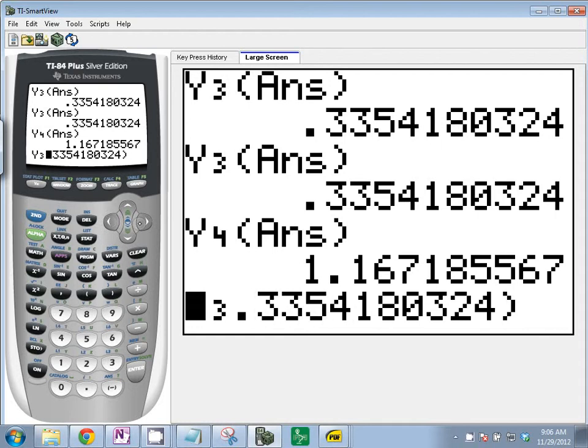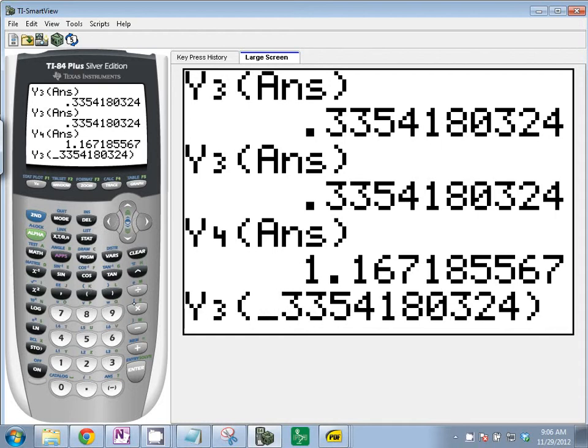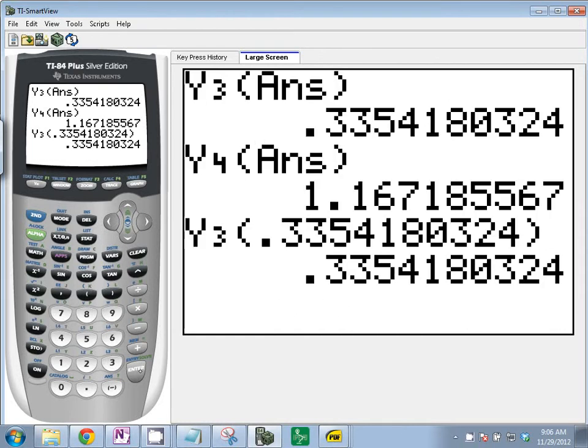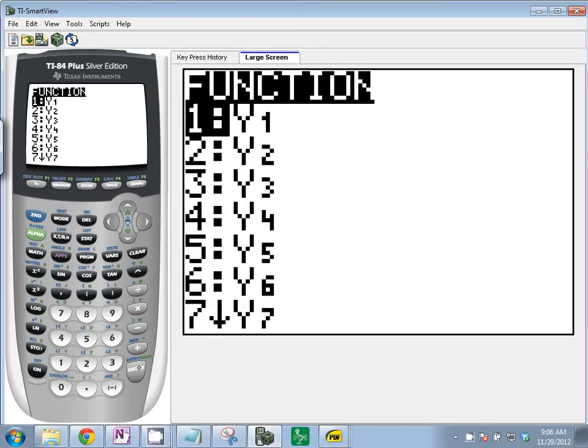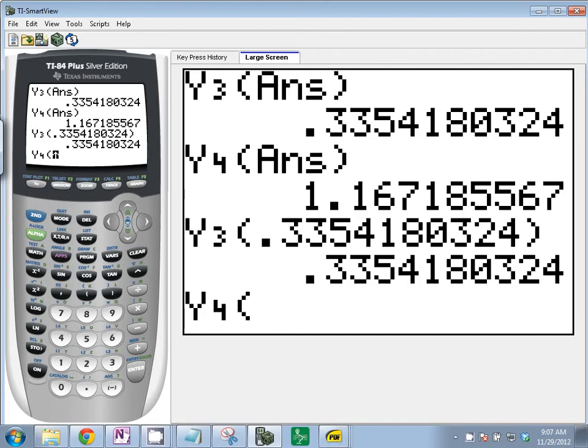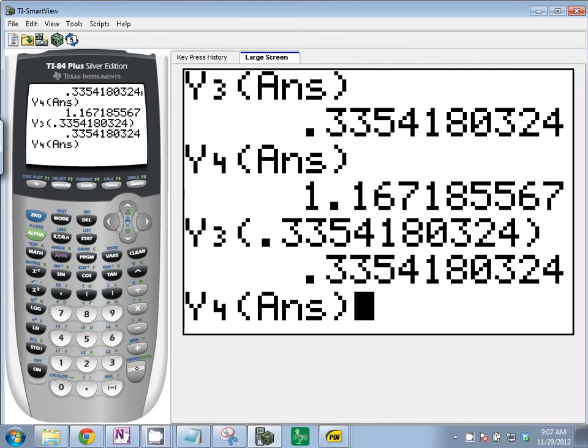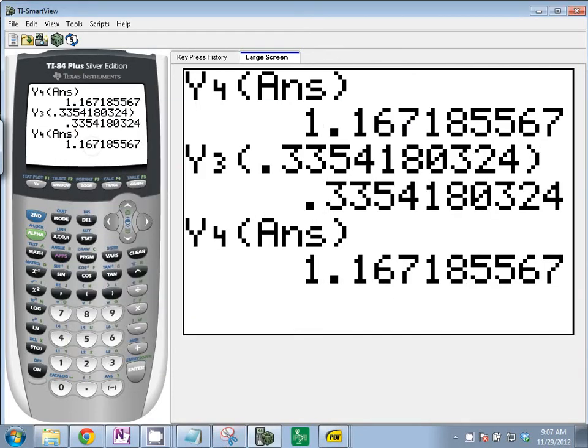Second, insert parenthesis. So this gives us our next x value. And now what do I do with that value? What function do I run? Run y4 to see what the output is. And hopefully not much has changed. We just did it again.